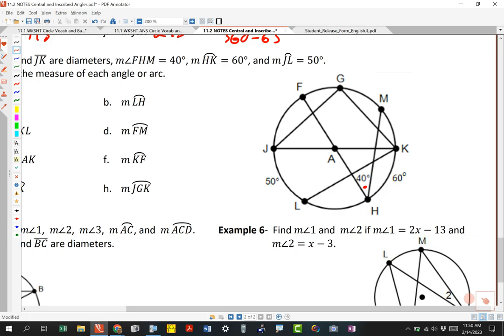No perfect way to do this. Okay, if this is 50, everybody take a look. If this is 50, it's intercepted by that central angle right there. So this is going to be 25 degrees.